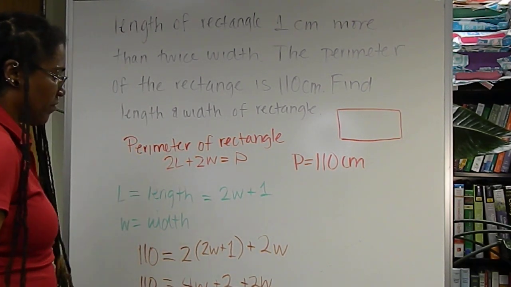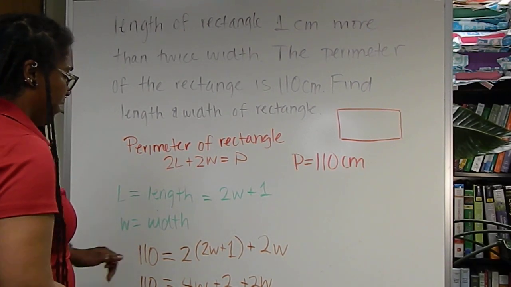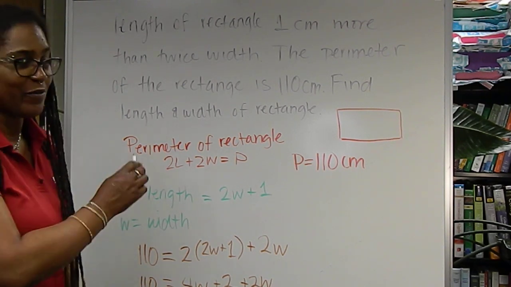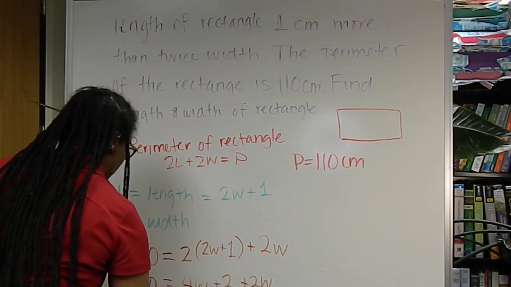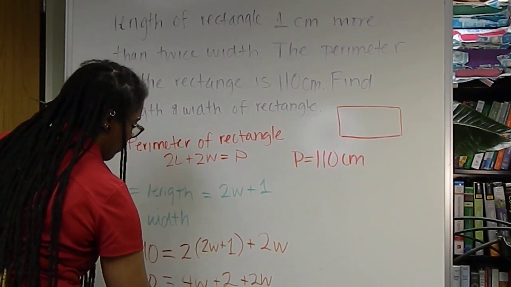Right? Next step is what? We distribute it. What do we do after we distribute? Combine like terms. What's 4 and 2? They're both positive.